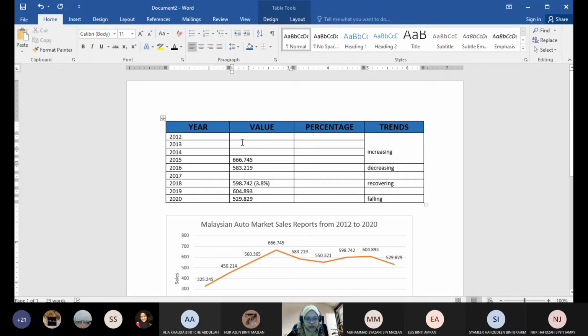Okay, so nilai yang tak ada is 2012, 2013, 2014 and 2017. Tapi 2017 ni possibility untuk kita kira adalah sebab dia kata sales in 2018 dia increase sebanyak 3.8%. So kalau kita nak kira X darabkan dengan 3.8% sama dengan 598.742. Okay, so kita kena kira nilai X tu.